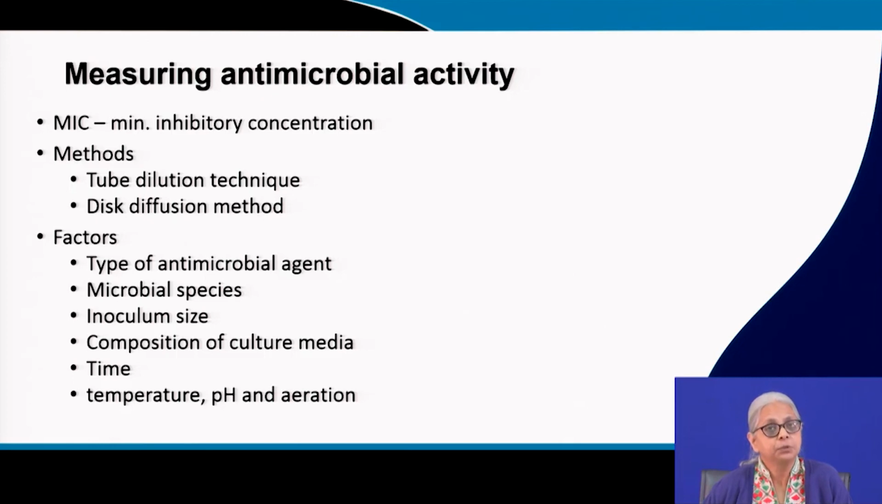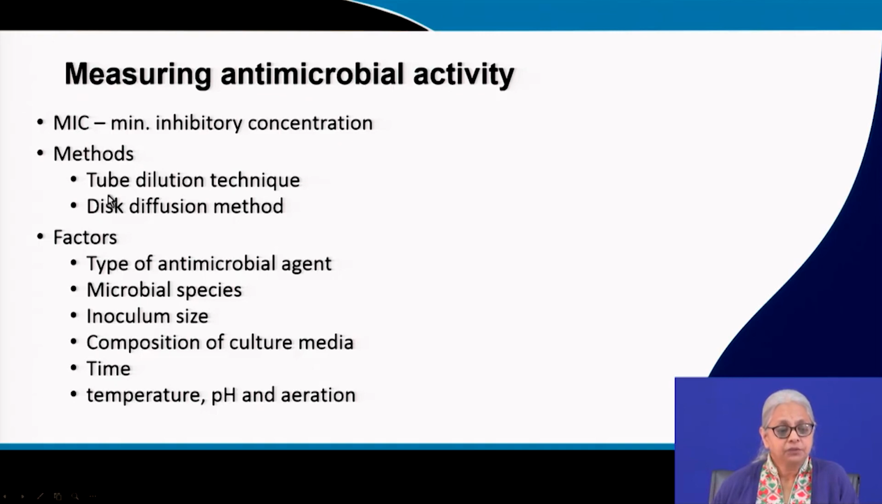Then we come to measuring antimicrobial activity. So we have minimum inhibitory concentration that we need to find out. Whenever we are using a particular antimicrobial agent, we want to find out what is the minimum inhibitory concentration essential for achieving our objective. There are two methods of doing it. One is tube dilution and the second is disc diffusion method.